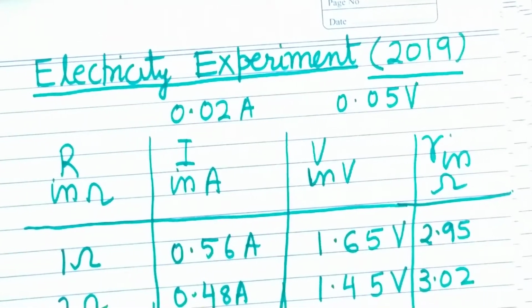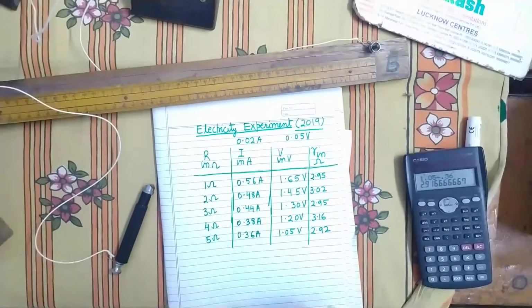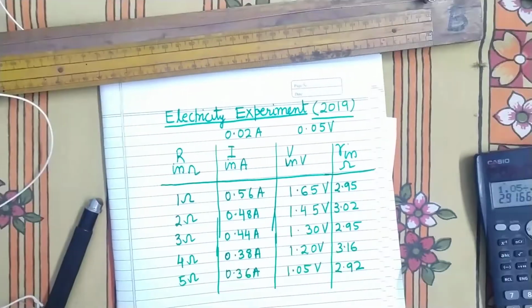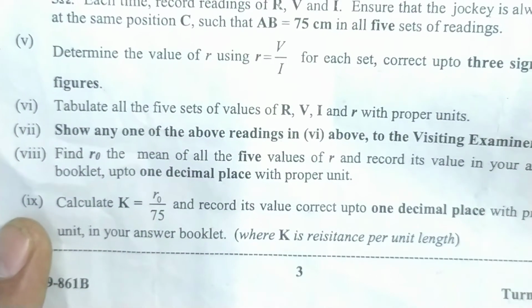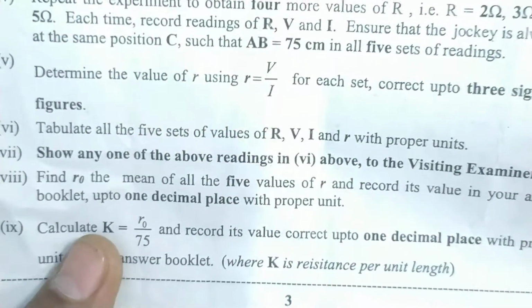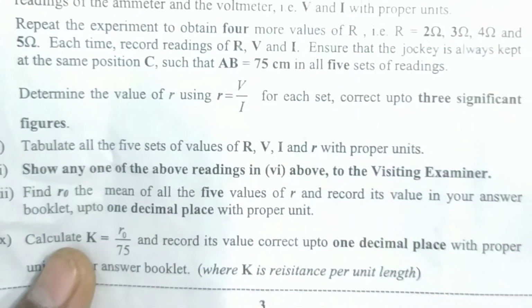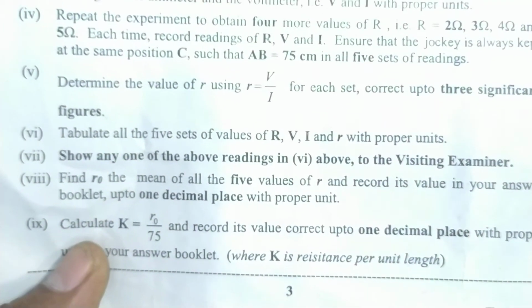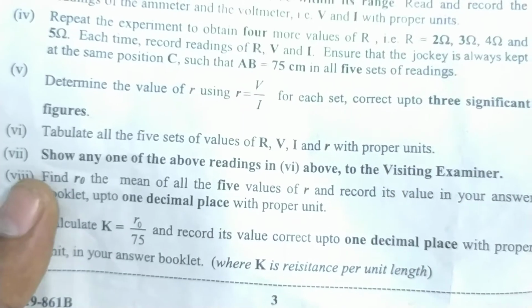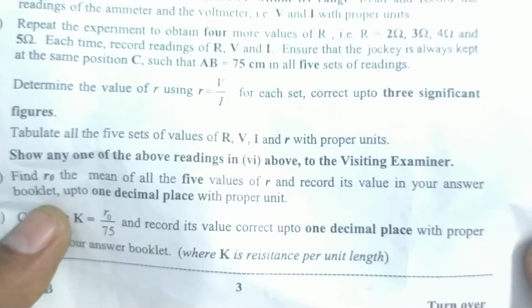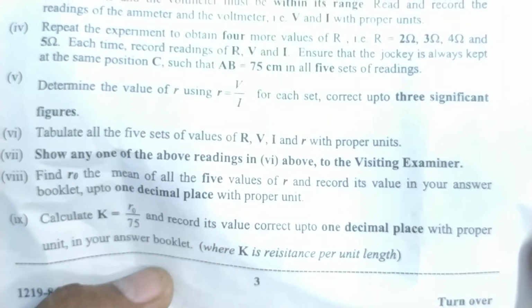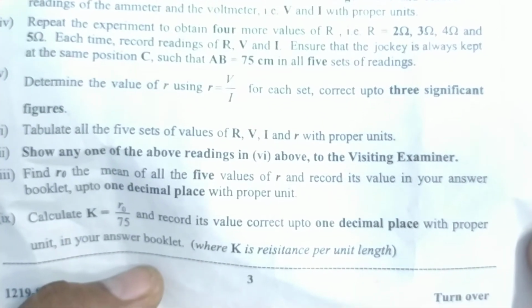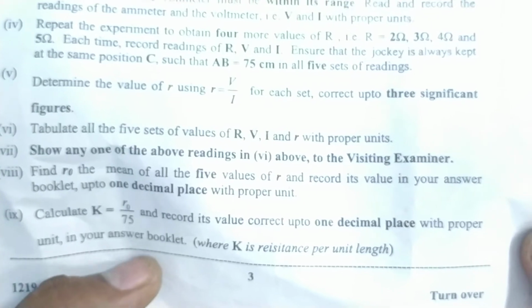It's clear. So now you can see here. Here tabulate all 5 sets of this. So any one of the readings, show to the visiting examiner in the board examination. Now point number 8. Find R naught, the mean of 5 values of R, and record its value in your answer booklet up to 1 decimal place with proper unit.